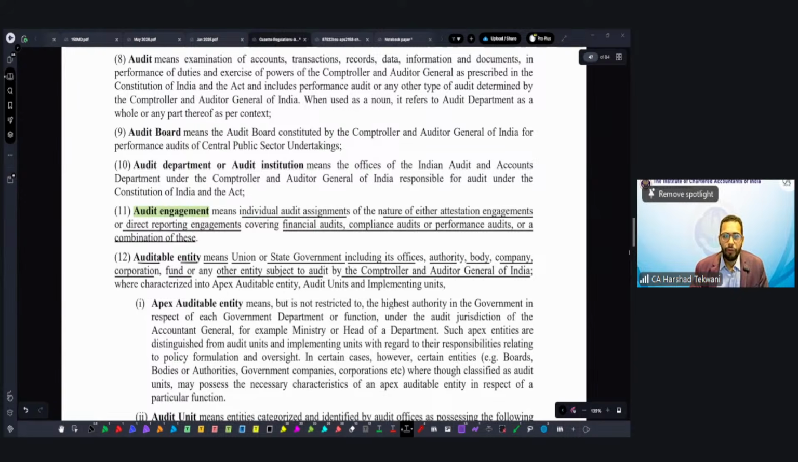Now, further, the regulation does not dwell on what direct reporting is or how direct reporting is required to be done, all those things. But this is basically the definition which is given.